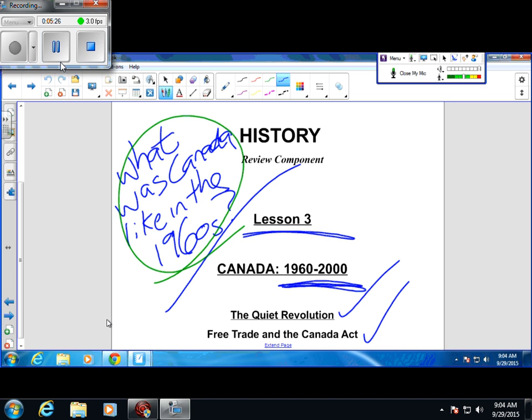So yeah, we are starting lesson 3 today. We are going to start the Quiet Revolution section, and then on Thursday we'll do the Free Trade and the Canada Act section. So there are two more main topics that will be covered in lesson 3, which takes place from the 1960s to the early 2000s.